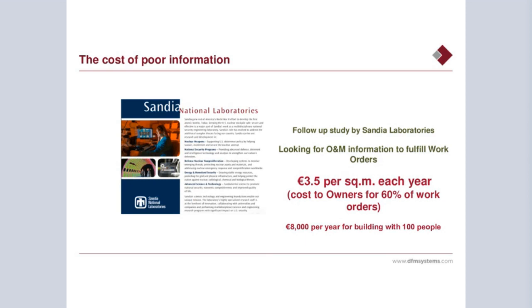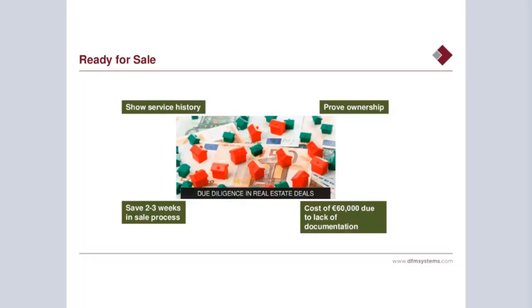And if you do a quick calculation on that into Irish terms, a building designed to accommodate possibly 100 people could cost up to €8,000 per year just to carry out work orders. Sorry, not to carry the work orders out, but the additional cost of carrying out those work orders due to the lack of information within the system itself.